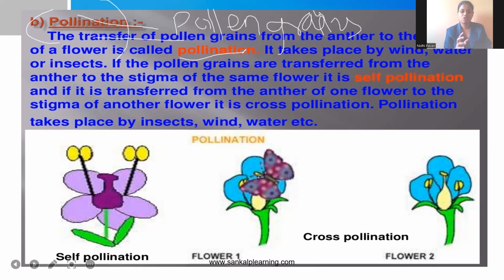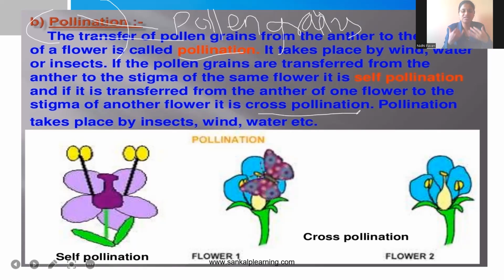Pollination occurs by insects, by natural agents like wind or water, or by humans, or by birds, etc. These all are called pollinating agents. And pollination occurs by two methods. Either it occurs by self-pollination, or it occurs by cross-pollination.